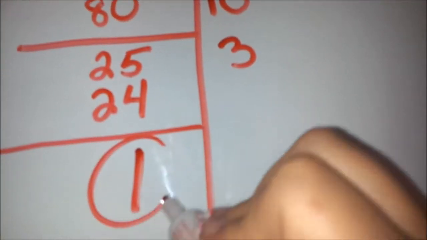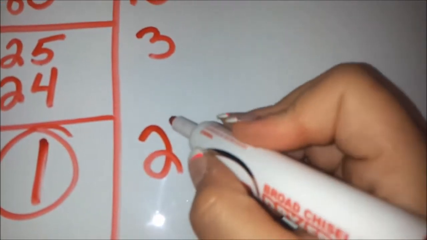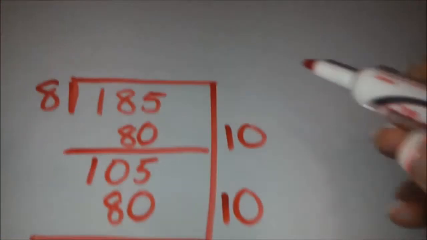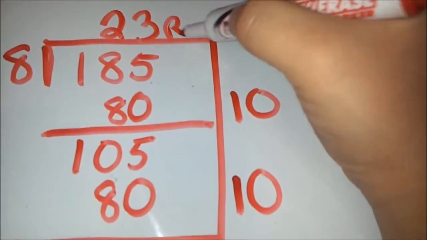That's smaller than 8. That's our remainder. Let's add up our partial quotients, and we get 23. 23 is our answer with our remainder. Let's write that in. 23 with a remainder of 1.